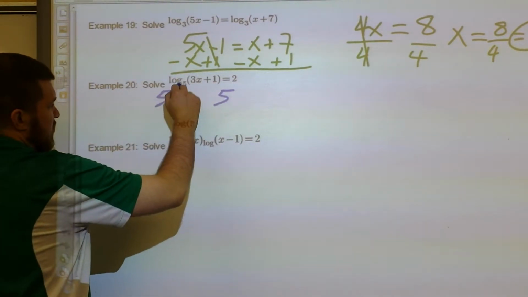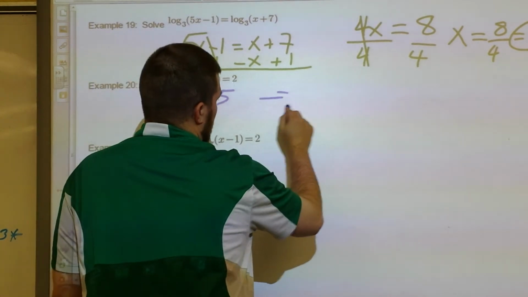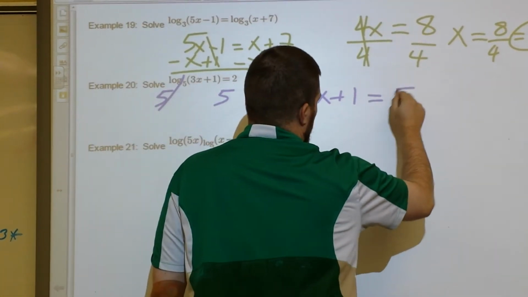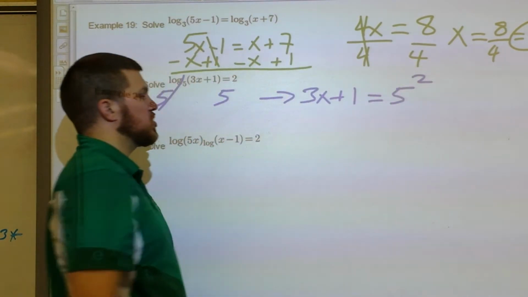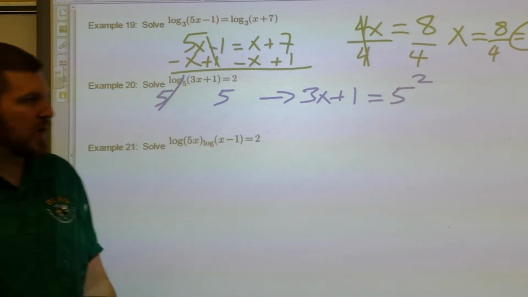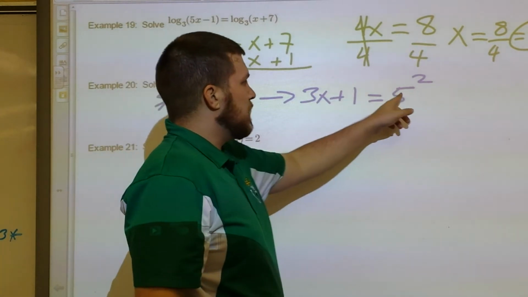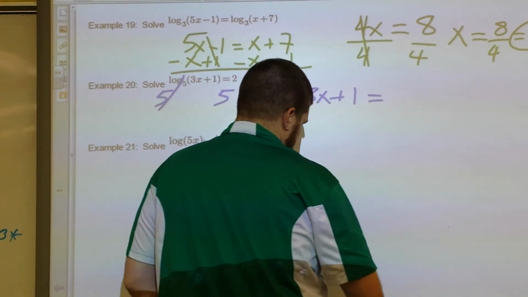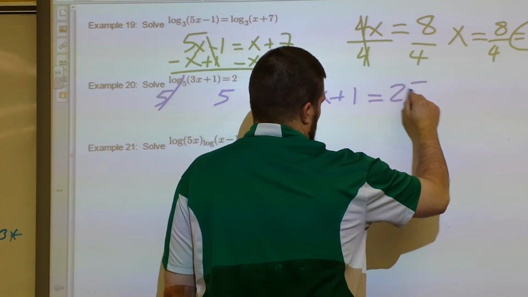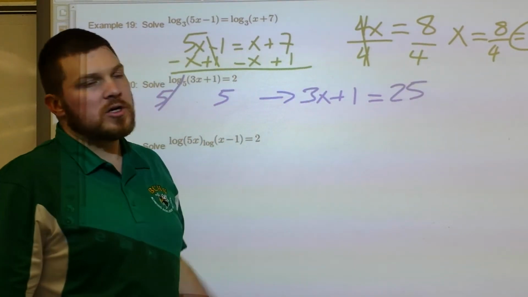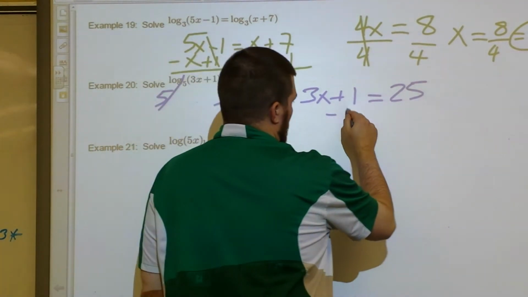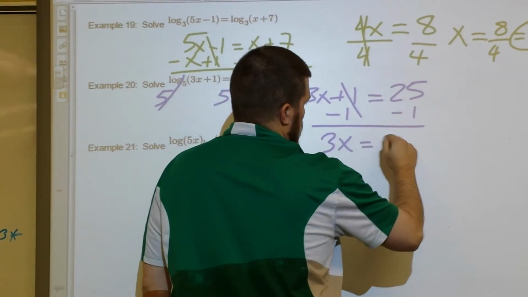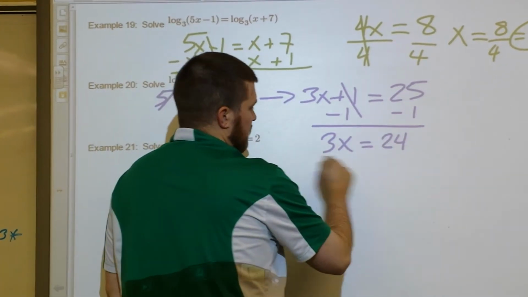So now my car is up in the air and I can get underneath it. Well, base 5 cancel out, so I'm just left with 3x plus 1 falls down, and that's equal to 5 squared. That 2 is still up in the air. 5 is my base. Okay, so I want to clean this up as much as I can. I know 5 squared is 25, so let's go ahead and take care of that. And now it's just a regular equation that we can solve. So first step, minus 1, minus 1. So 3x equals 24, and get x by itself by dividing by 3.